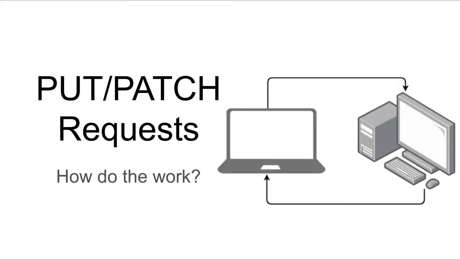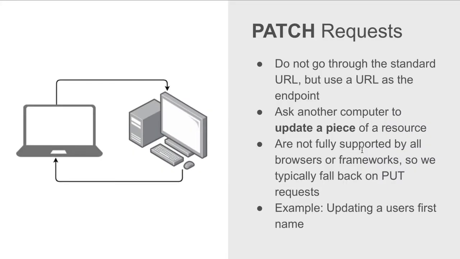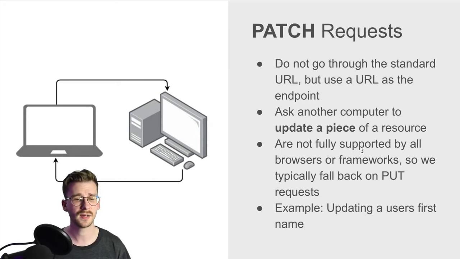All right, let's take a look at put and patch requests. How do these work? These are the last ones we're going to take a look at in this course, and they are somewhat similar and they're sort of bundled together for a reason. So a patch request, again, does not go through the URL, so patch.google.com is not going to give Google an eye patch or do anything. All a patch request does is it asks another computer or another piece of software to update a piece of a resource, not the entire thing. So don't update the entire user account, just update maybe the first name.